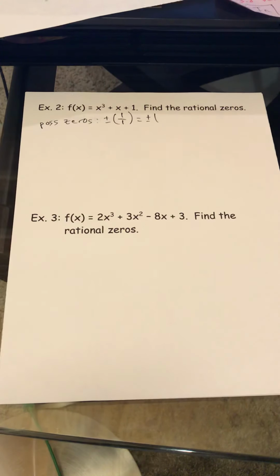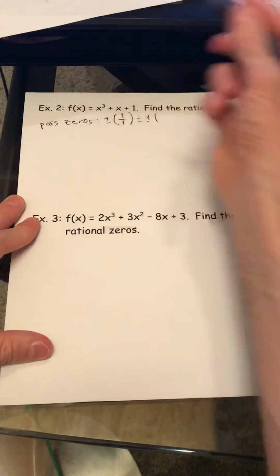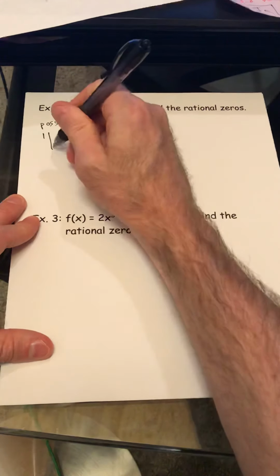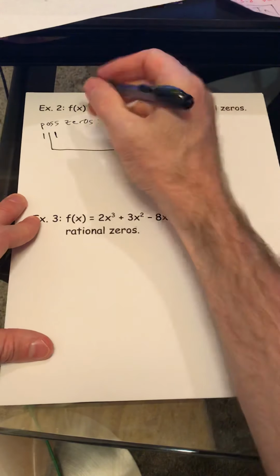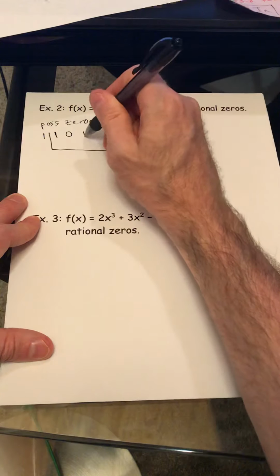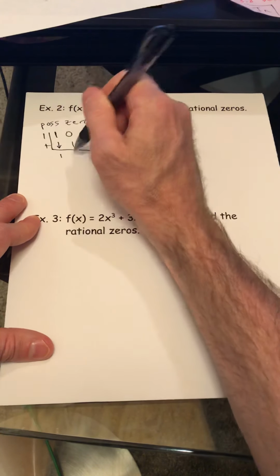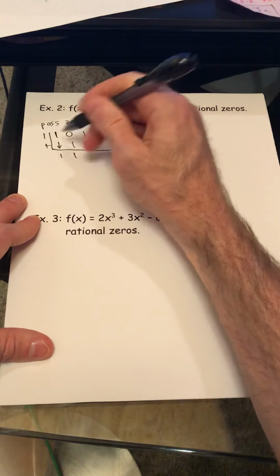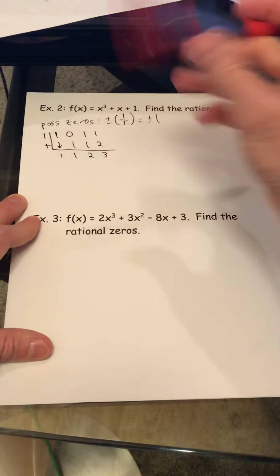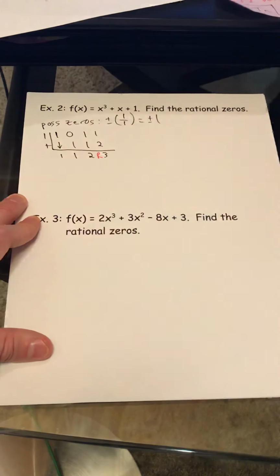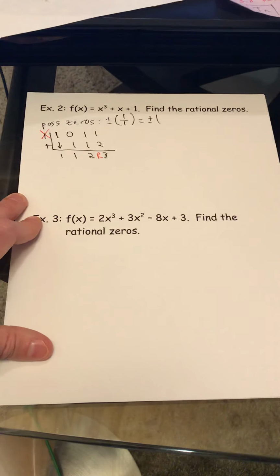So what are we going to do to figure out what works? Well, we're going to use synthetic division. Whether you start with the 1 or the negative 1, the main thing you have to remember is to include that 0. So bring down the 1, add, multiply, and add. Okay, we have a remainder of 3 here. What does that mean? It means 1 isn't a zero.